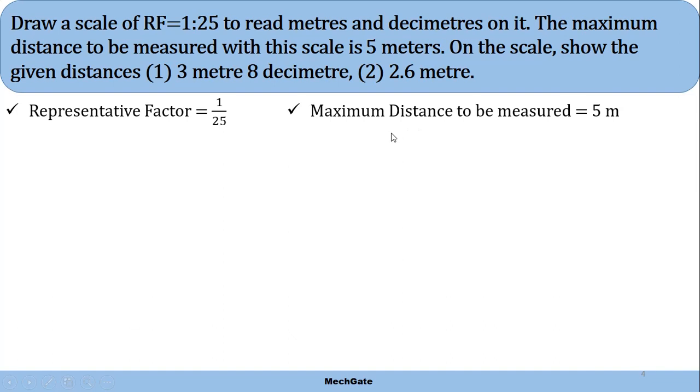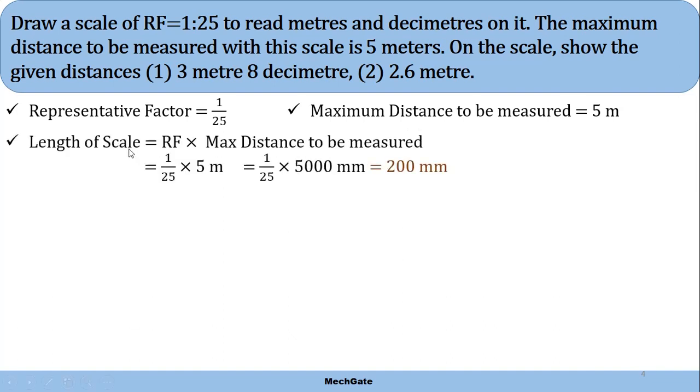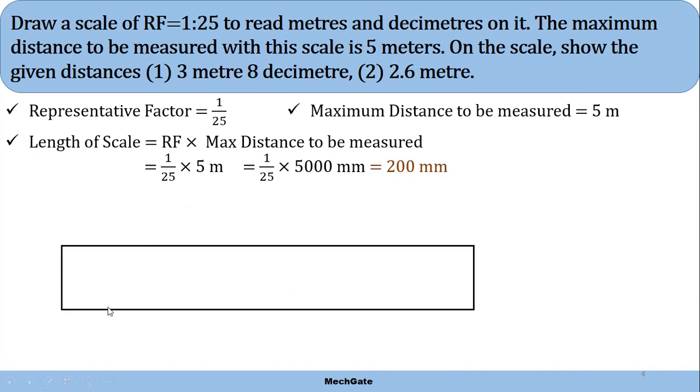So next step is to find out the length of the scale. So we know the formula, length of scale is equal to RF into maximum distance to be measured. So 1 by 25 into 5 meter. Convert this 5 meter into millimeter, so 5000 millimeter, and we will get our length of scale equivalent to 200 millimeter. Now let's draw a rectangle having the length 200 millimeter and height approximately 1 centimeter.